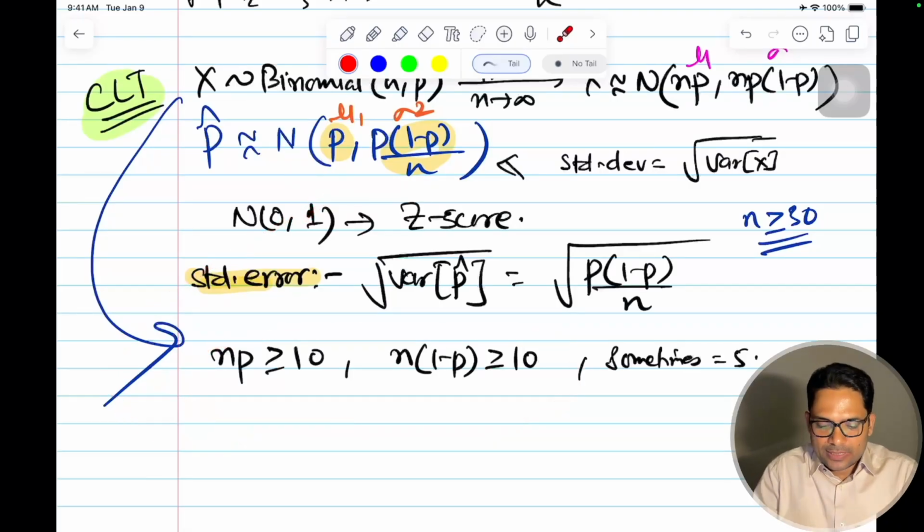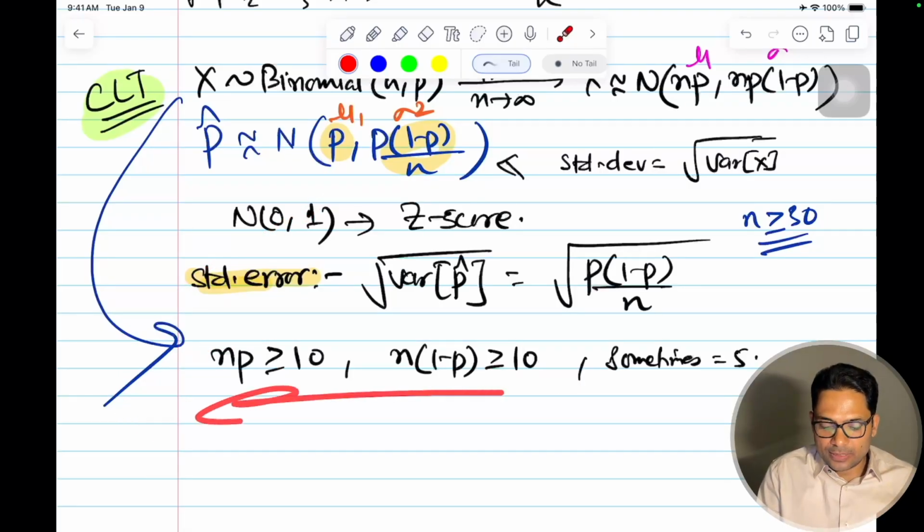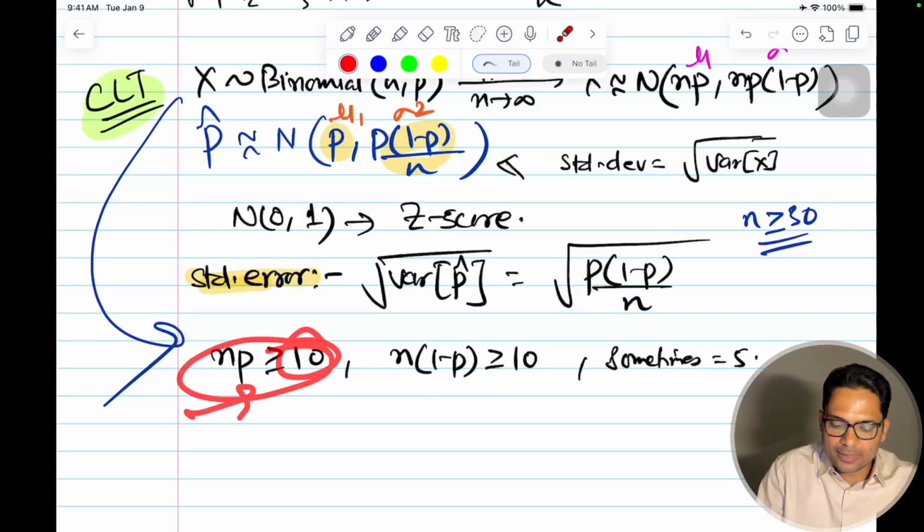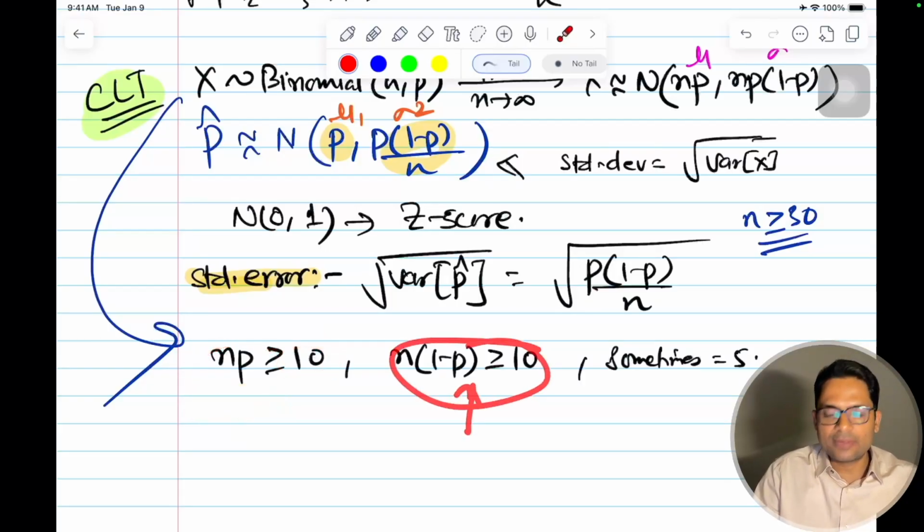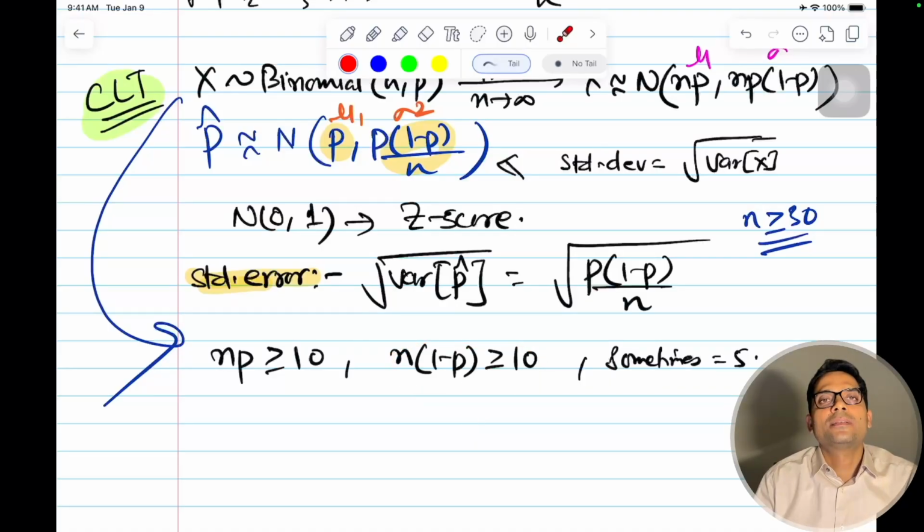Below this, if the total number of successes is less than 10, or the failures are also less than 10, then we cannot approximate that distribution as normal. The binomial cannot be approximated as normal. So that's the condition. I hope that's clear.